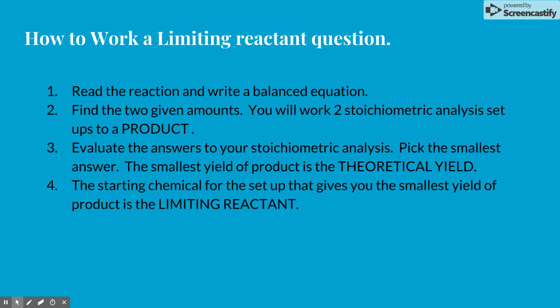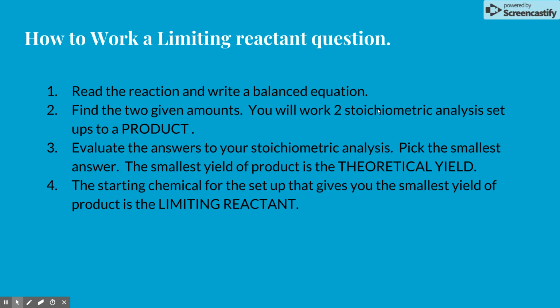Typically, I would tell you to read the whole stoichiometry question and see if it ultimately asks you to answer a particular theoretical yield for a product. And if it does, I would work both of your stoichiometries to that product. The third thing is you're going to evaluate the answers to your stoichiometric analysis, and you're going to pick the smallest answer to represent the theoretical yield of product. The fourth thing you're going to do is remember that the starting chemical for the setup that gives you the smallest yield of product represents the limiting reactant.